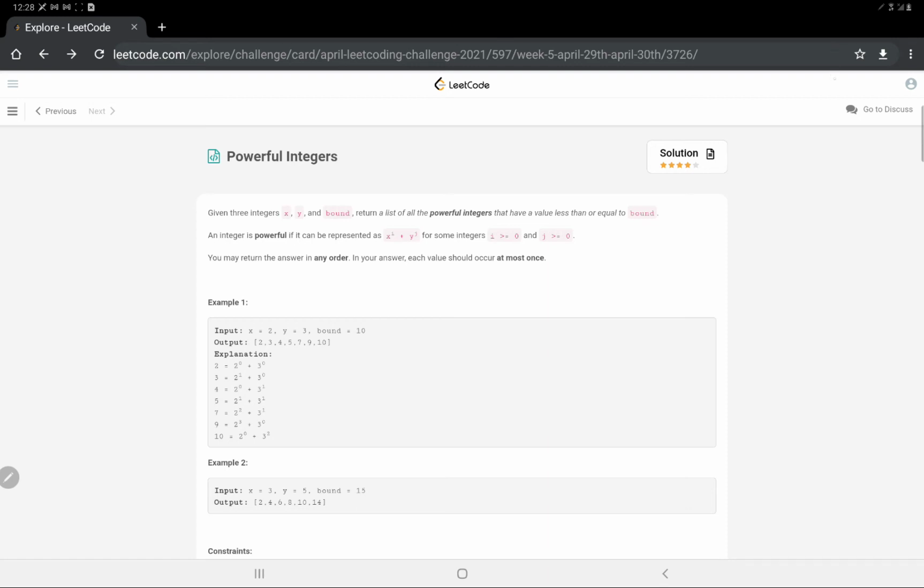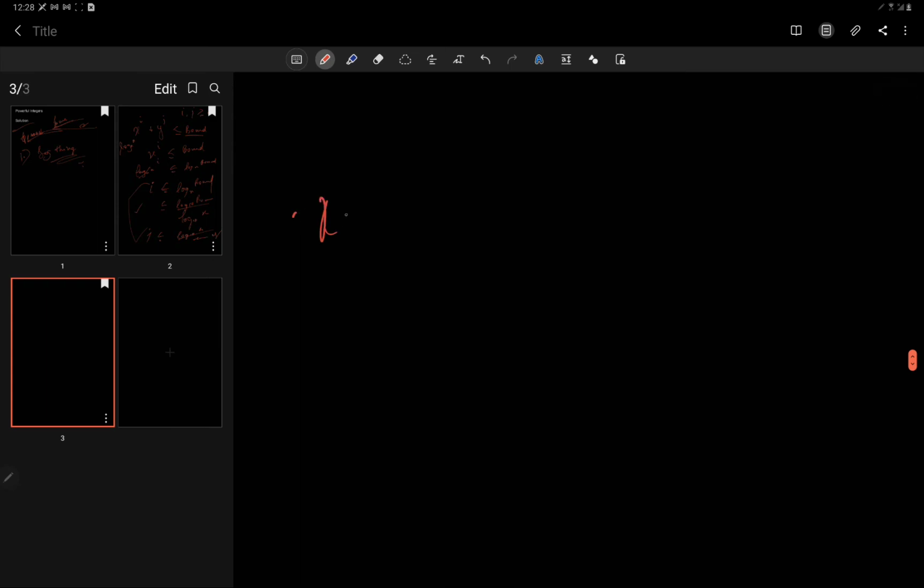But still one question will occur: the case where x is 1 or y is 1. I will tell you how to handle it. For the case that x equals 1 or y equals 1, or anybody can be 1, both can be 1.